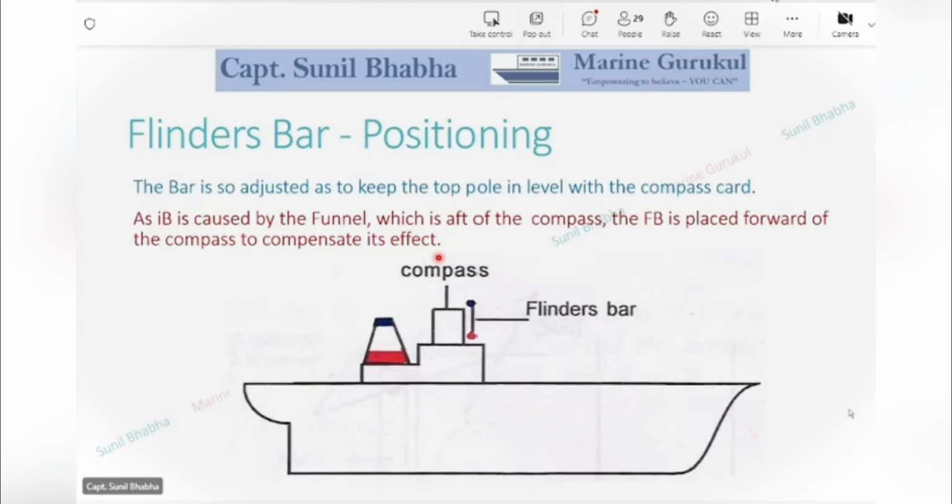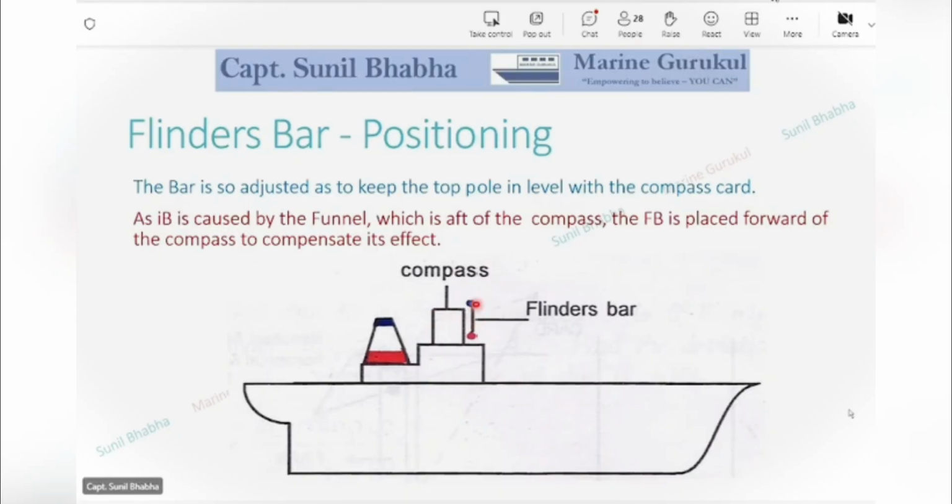The basic concept is, as you can see in this particular diagram, we have the binnacle here. The compass is located at this location. We have the funnel abaft of the compass and it is getting induced by the Earth's magnetic field. Right now the ship is in the northern hemisphere. In the northern hemisphere, the magnetic field lines go down into the surface of Earth. So that's why you see the top pole of the funnel is blue. This blue pole affects our compass and generates induced B.